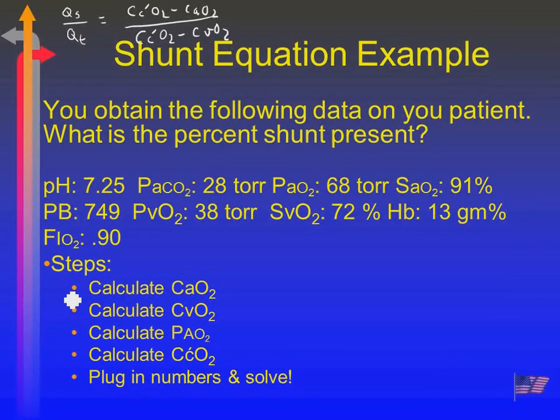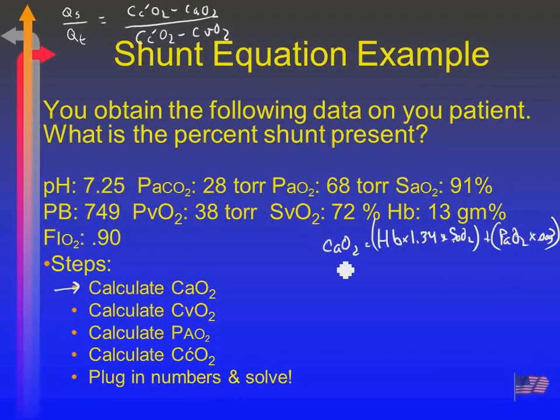Okay. So let's calculate what our arterial oxygen content is. Hemoglobin times 1.34 times SaO2. Add that to my dissolved component, what's in the bloodstream, times 0.003. So that's equal to, my hemoglobin is 13, 1.34, arterial saturation 0.91, plus arterial dissolved 68 times 0.003.